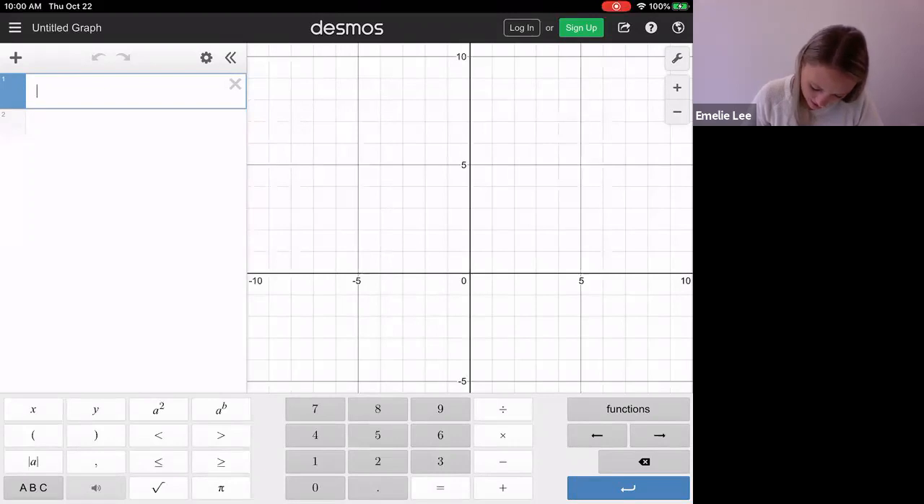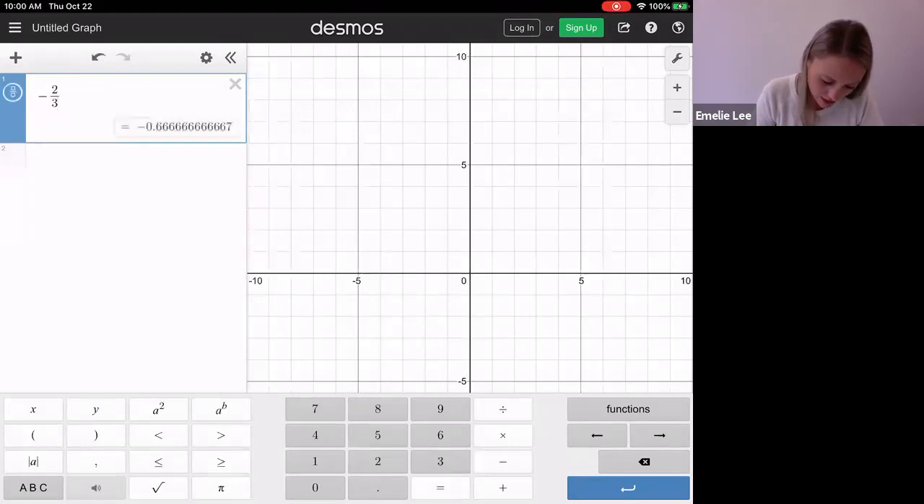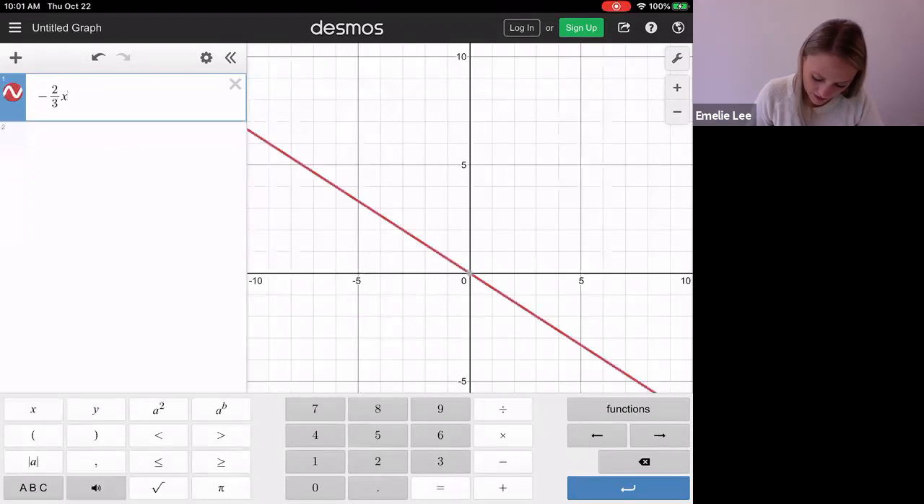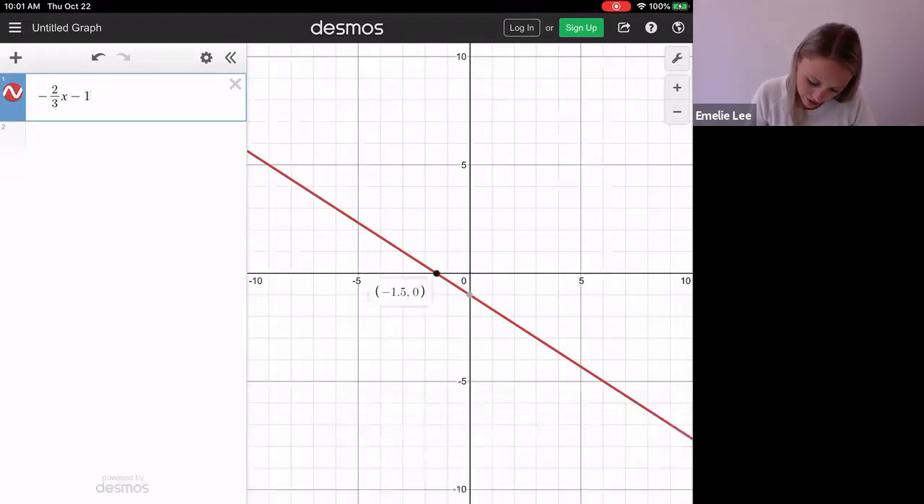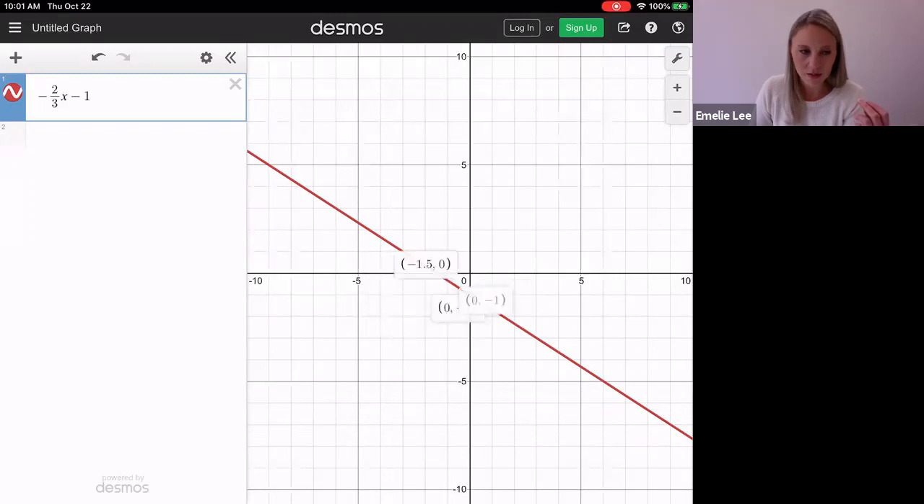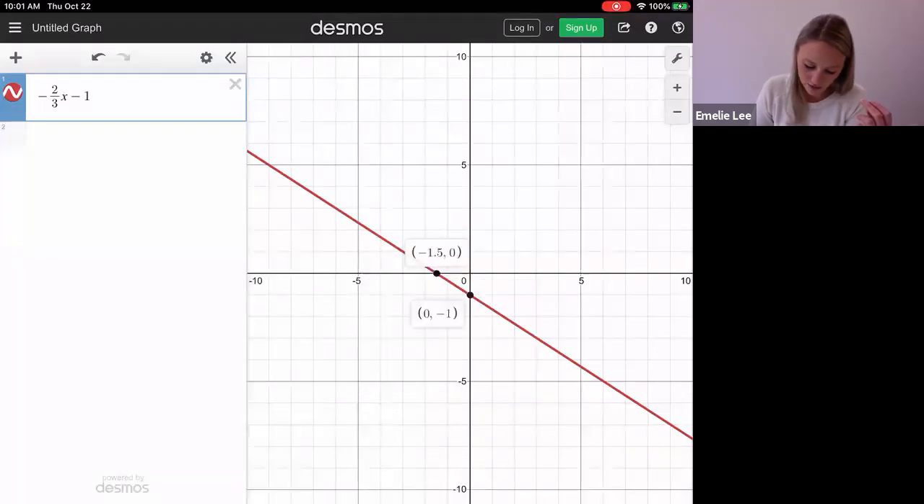So we've got negative 2 divided by 3 times x minus 1. Okay. So that's the function that we had, this linear function. It tells us where it crosses the x-axis, where it crosses the y-axis. But then we can also just confirm our points, right? So here we found that when x is 0, y is negative 1, right? And so that's one of the points.